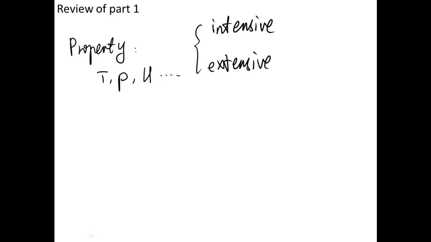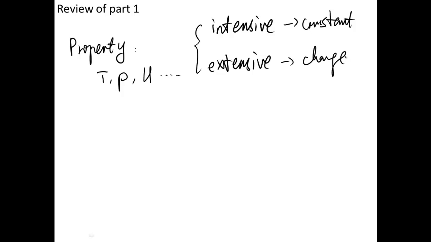One way for you to decide whether a property is intensive or extensive is to just imagine you divide the system into two separated parts. For intensive properties, their values remain unchanged, that means they remain constant. But for extensive properties, the values will change.